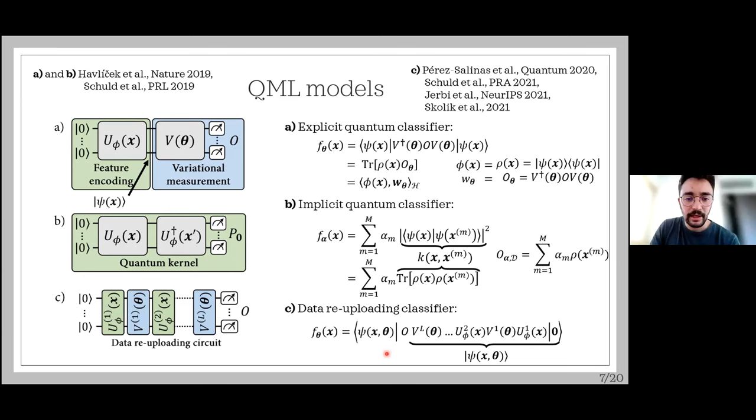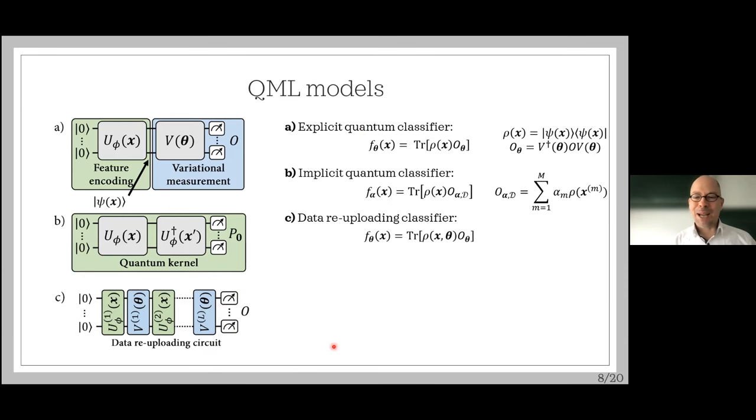But the idea behind this data re-uploading classifier is still the same. We're going to take expectation values of some observables with respect to this quantum state that we get here, and we can tune the parameter theta such that we can tune the labeling function that we have. Okay, so this slide is a bit loaded. I will just simplify. It's been already quite some time with this in the morning at QTML, right? Exactly. So I hope you're all familiar with all this.